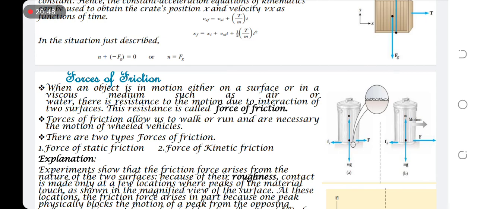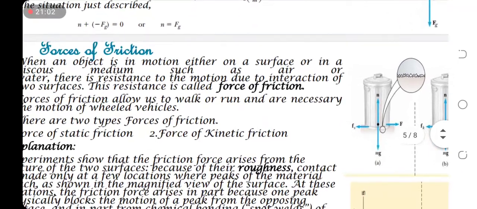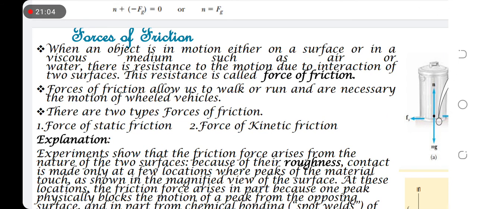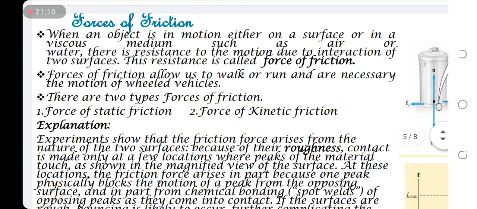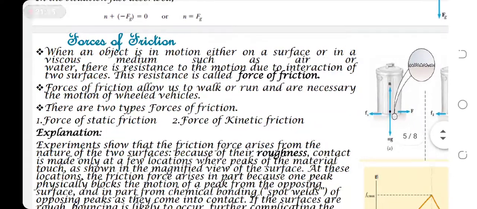When a car is moving, if there is no friction in the brake liners and the wheels, then it is impossible to stop the moving car. So friction is useful here. But in some cases it may be useless. So in short, we can divide friction into two types. One is the force of static friction, another is the force of kinetic friction.